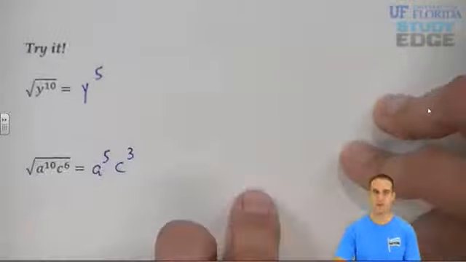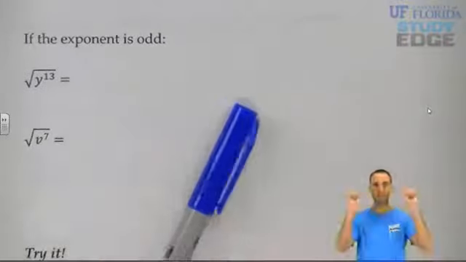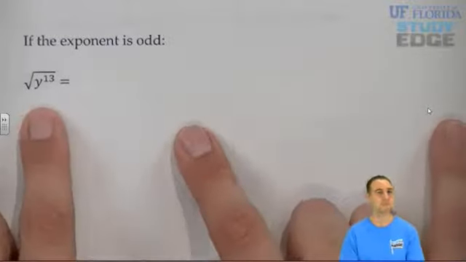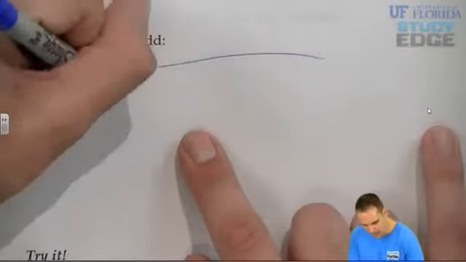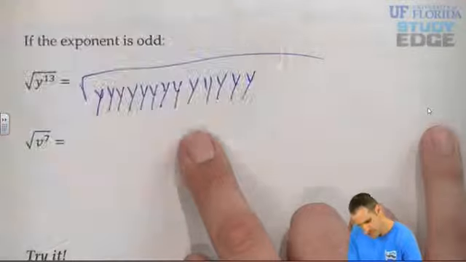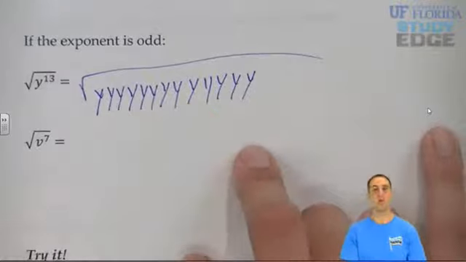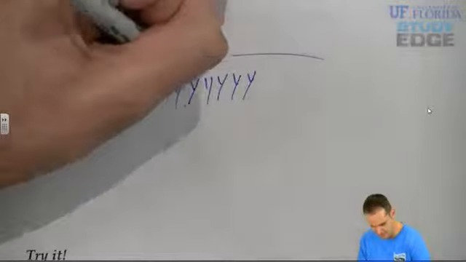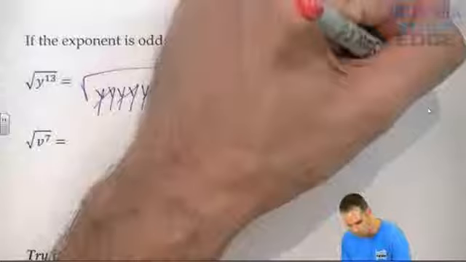But that's if it's all even. What if it's odd? Y to the 13th is, I can't do that with all my fingers. Y to the 13th is 13 y's. So how many pairs is that? And if you had to, you could write out y 13 times. That is 1 pair, 2 pair, 3 pair, 4 pair, 5 pair, 6 pairs with 1 left over. That would be y to the 6th with 1 left over.